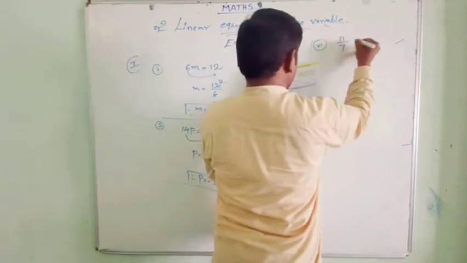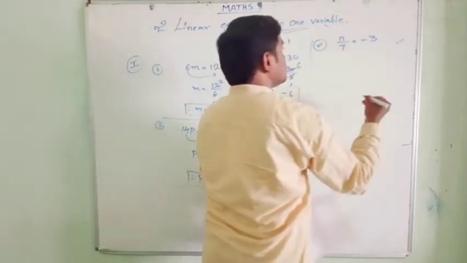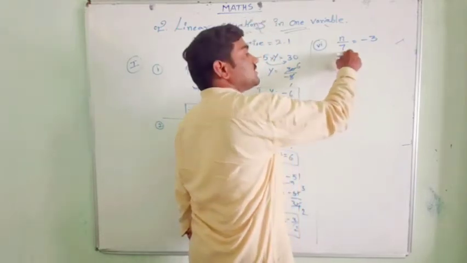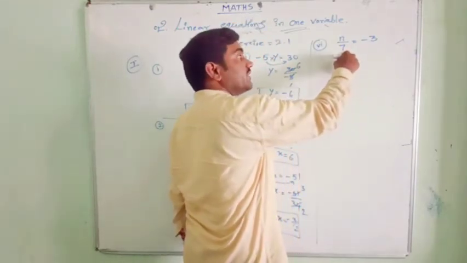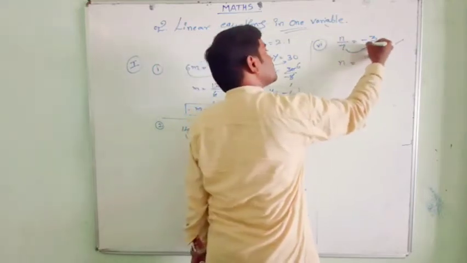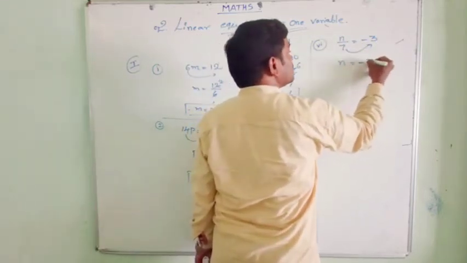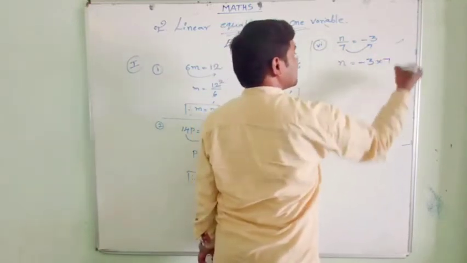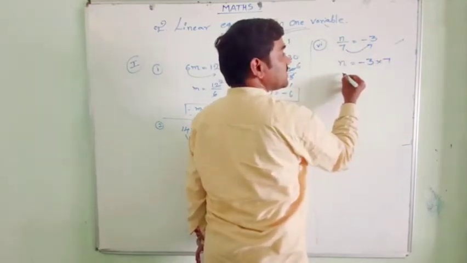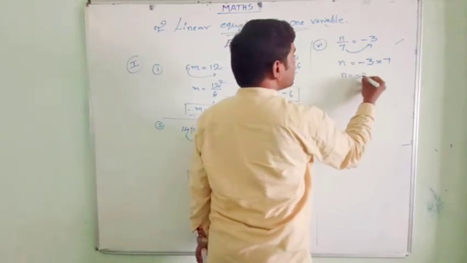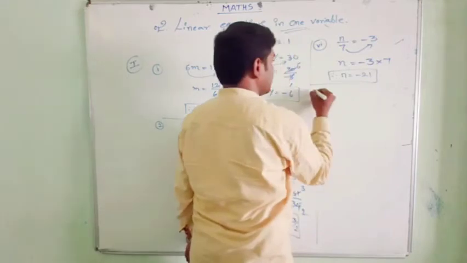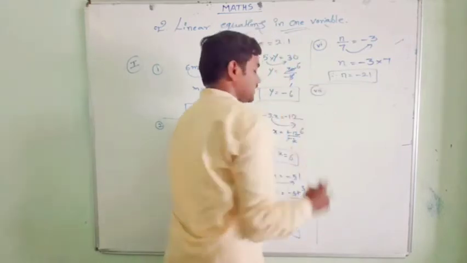n by 7 equal to minus 3. So let us find out the value of n. So first see that 7 is dividing n. So if you transport the 7, it becomes multiplication. So 7 is dividing; if you transport the division, that becomes a multiplication. So n equal to minus 3 into 7. n equal to minus 21. Minus 3 into 7, minus 21. Then we go for the seventh question here.